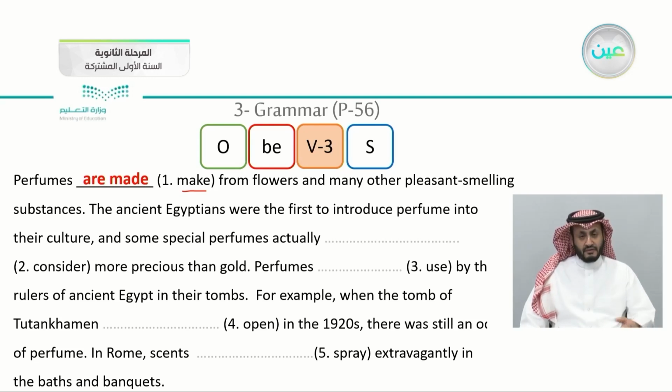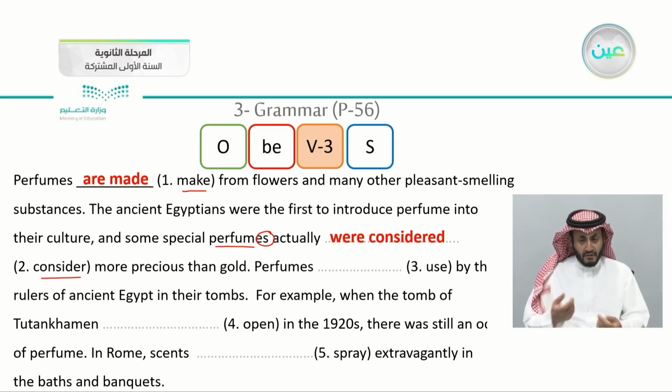The ancient Egyptians, now we're speaking about the past, were the first to introduce perfume into their culture. And some special perfumes usually consider, let's use consider in the past, were considered. We used were because we're having more than one perfume. Were considered more precious than gold. Perfumes used by the rulers of ancient Egypt in their tombs. So perfumes in the past were used by the rulers of ancient Egypt in their tombs, in their graves.